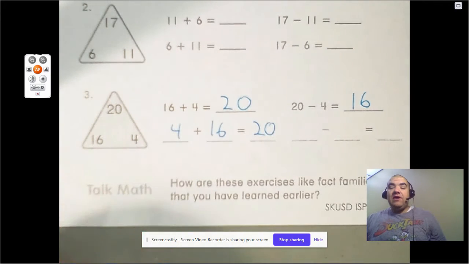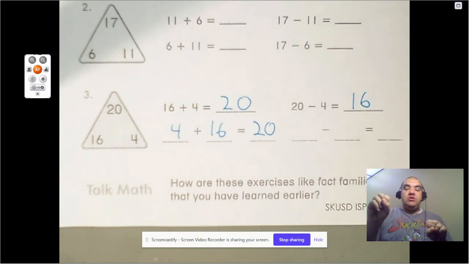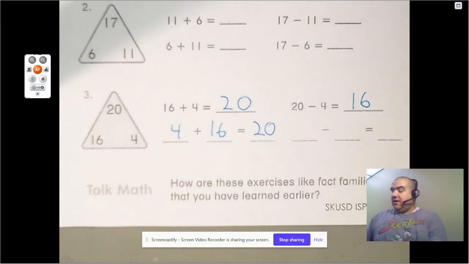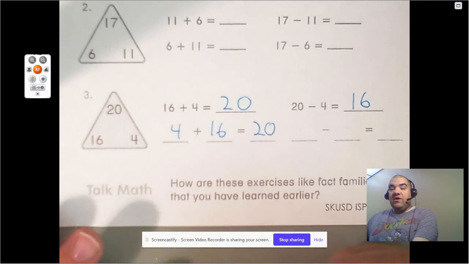And you can see that. Watch. So here's my fingers. So 1 plus 2 is 3. And watch, we can change it. 2 plus 1 is 3. See? Anyway, 4 plus 16 equals 20.